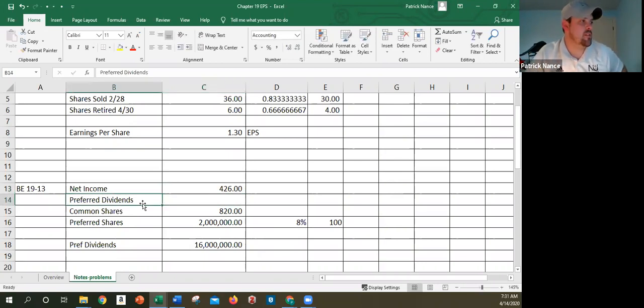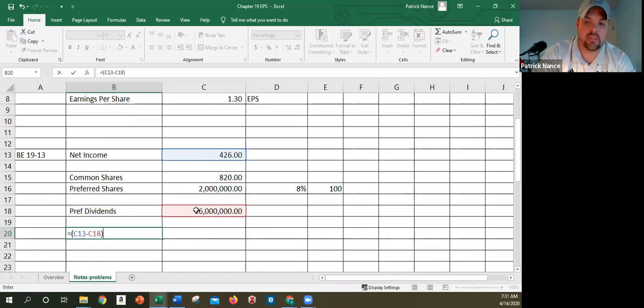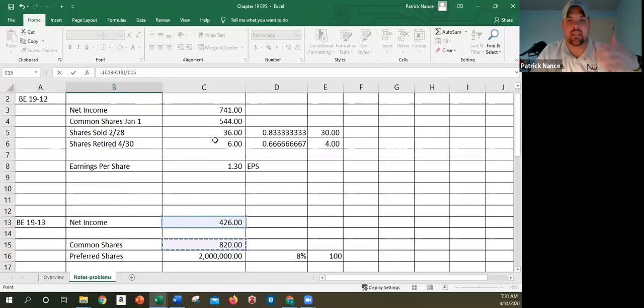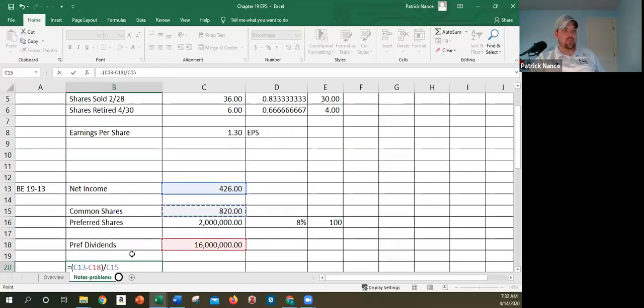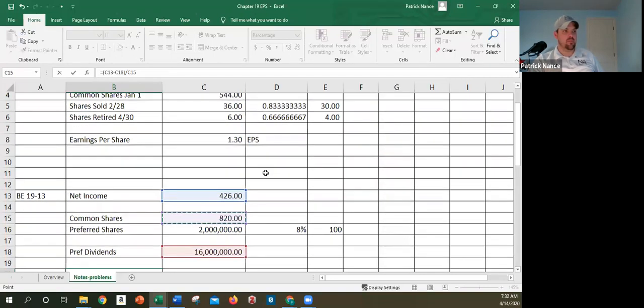I already had a preferred dividend spot here, but it's okay. So to find the earnings per share, I'm going to take the net income minus the preferred dividends, even though they were not paid, divided by common shares outstanding. Now realize if I had buys and sells or stock dividends, I would utilize that in this bottom number. Since this problem didn't have any of that, I didn't have to worry about it. But if I did, I would still put that in my calculation for the bottom number.